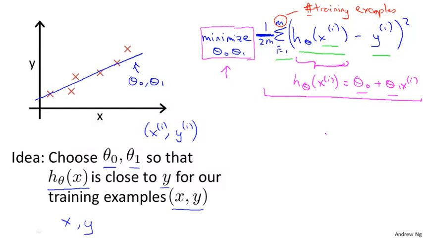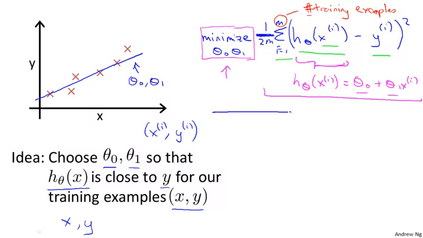Okay? So just to recap, we're posing this problem as, find me the values of theta 0 and theta 1 so that the average, or really 1 over 2m times the sum of squared errors between my predictions on the training set and the actual values of the houses on the training set, is minimized. So this is going to be my overall objective function for linear regression.